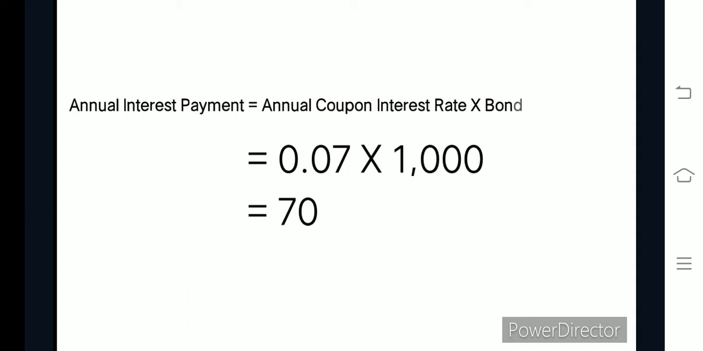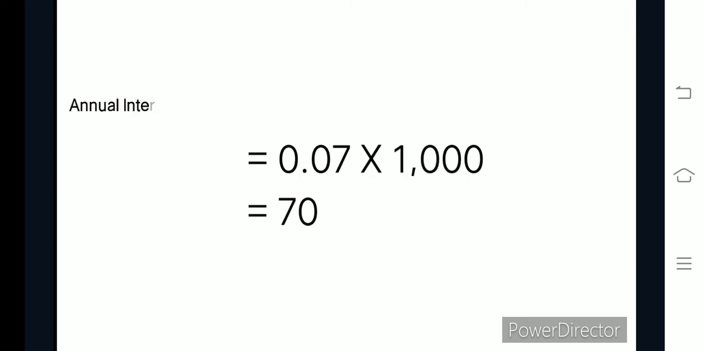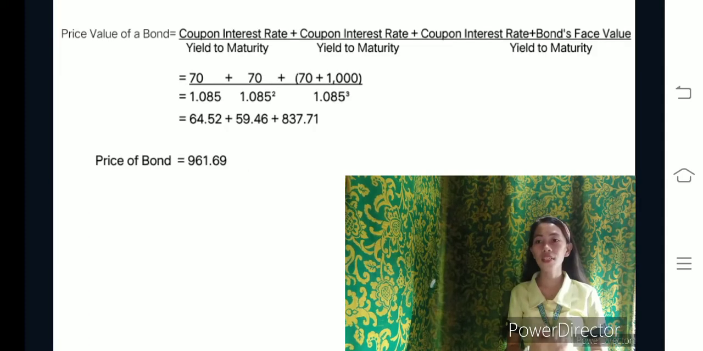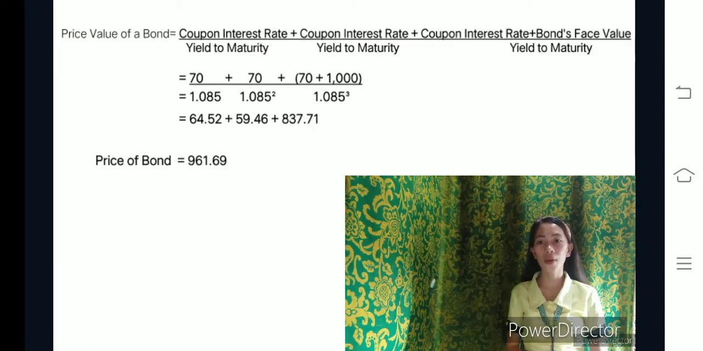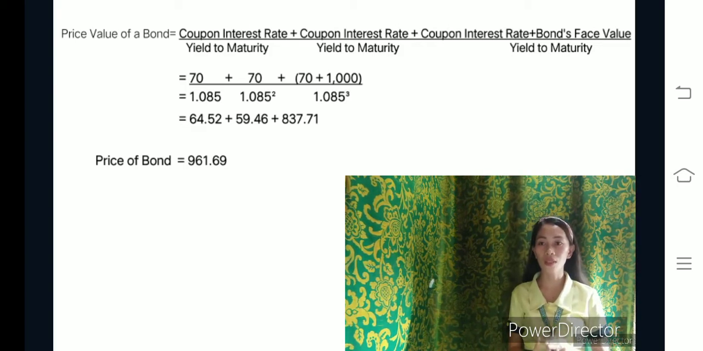Therefore, the bondholder will get 70 pesos of interest income a year for the next 3 years until the bond matures. So after getting the annual coupon interest, we will now proceed to getting the price of a specific bond. As you can see, we repeated the coupon interest 3 times. It's because the bond matures in 3 years. So it will go like this.